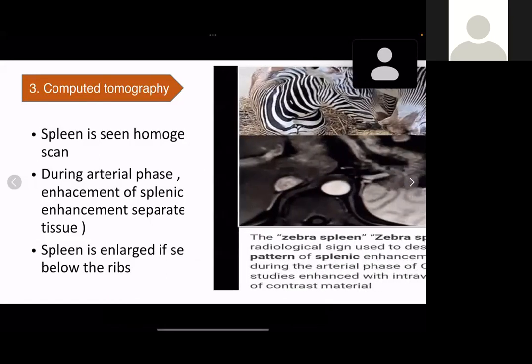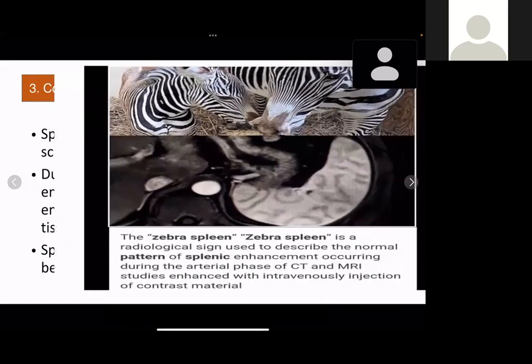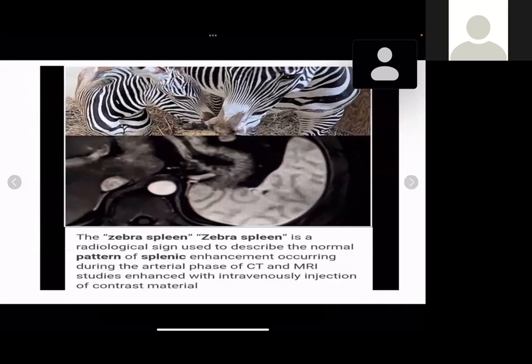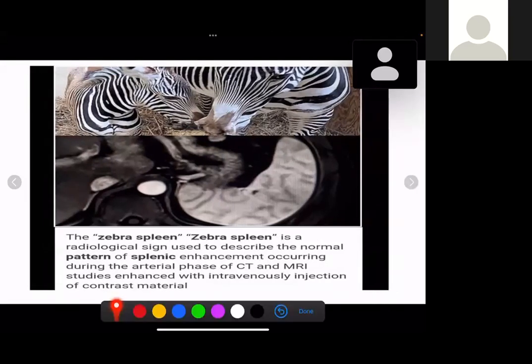As we can see here, this is post-contrast enhancement, and we see the zebra spleen. It's a radiological sign used to describe the normal pattern of splenic sinusoid enhancement, separated by the splenic cords. This occurs during the arterial phase of CT and MRI studies when injected with contrast.